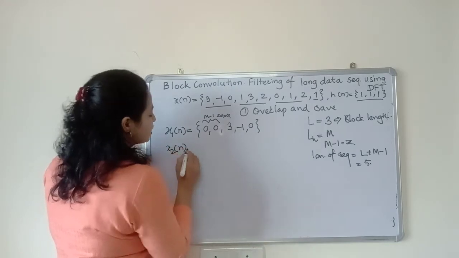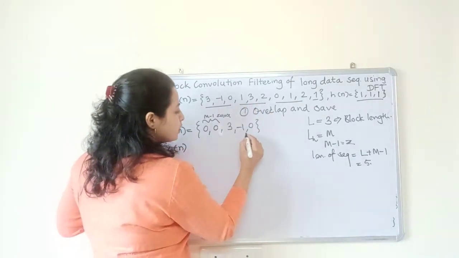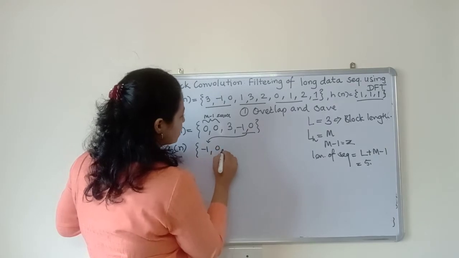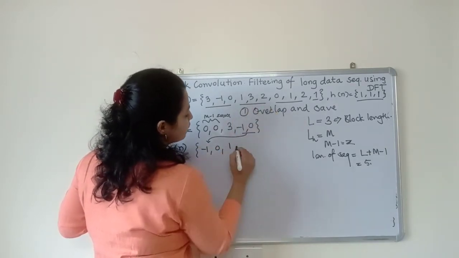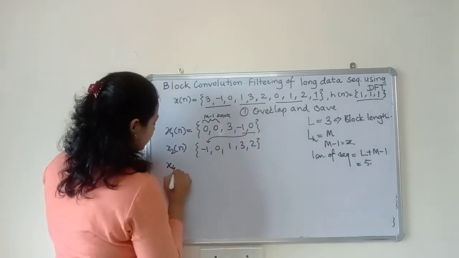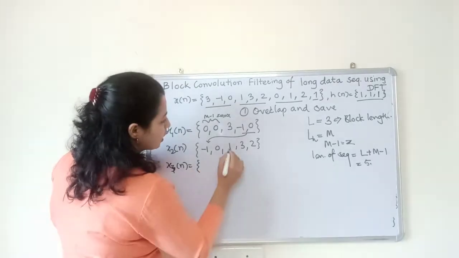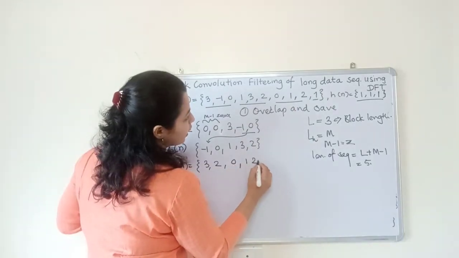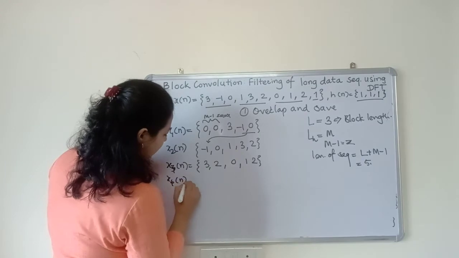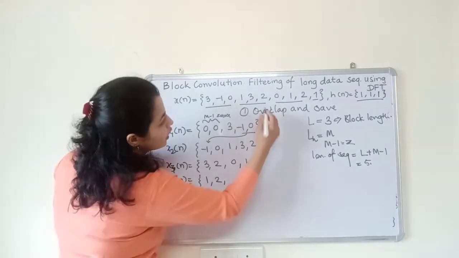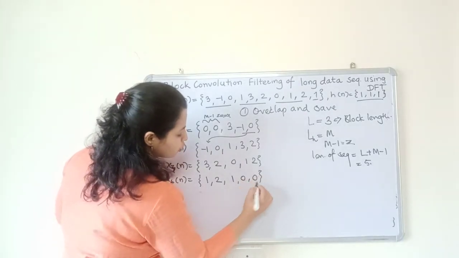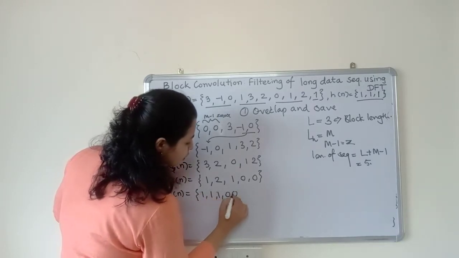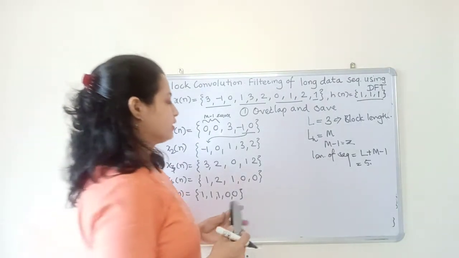Then in the second sequence, what do you form? Take the previous M minus 1 samples, which are minus 1, 0. Next, the new 3 samples, 1, 3, 2, x2 of n. Again the previous 2 samples, 3, 2, then the next new samples 0, 1 and 2, x3 of n, and you can pad extra zeros to make the length equal to 5. Also h of n is zero padded, because we want to perform circular convolution on the sequences.